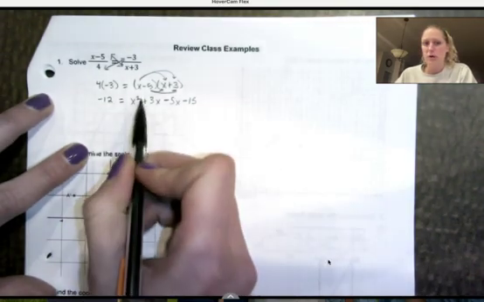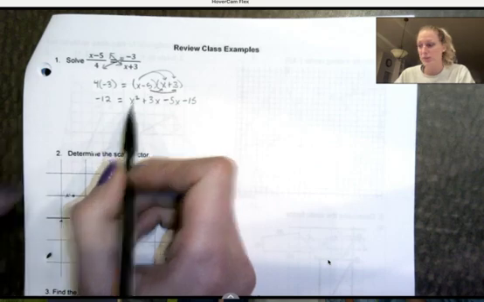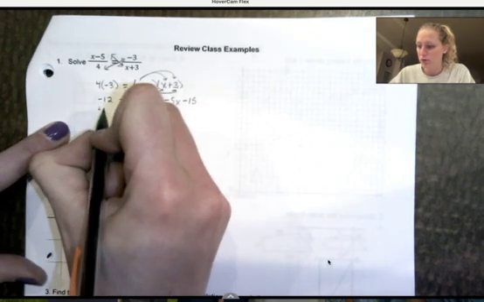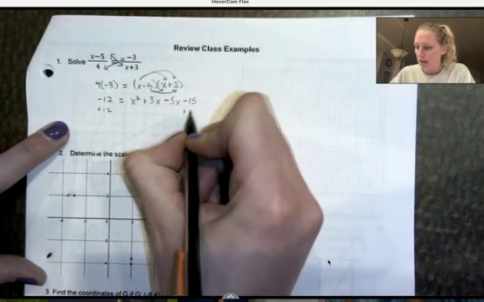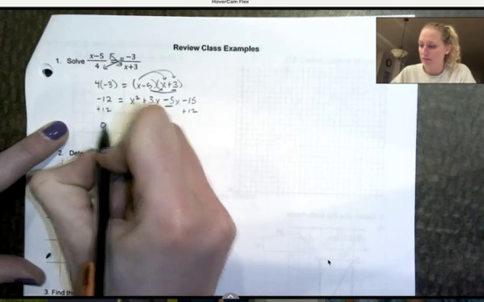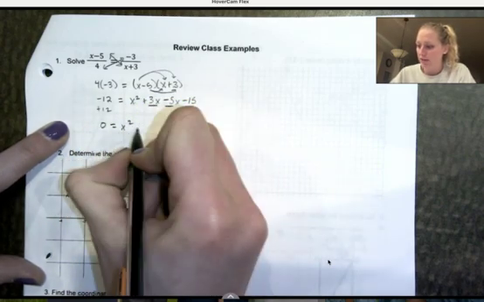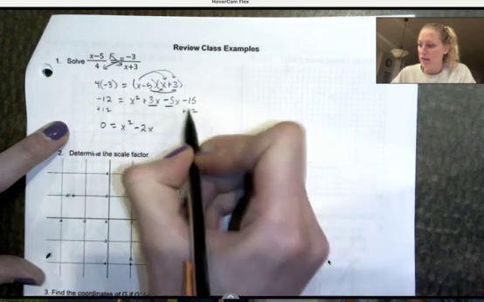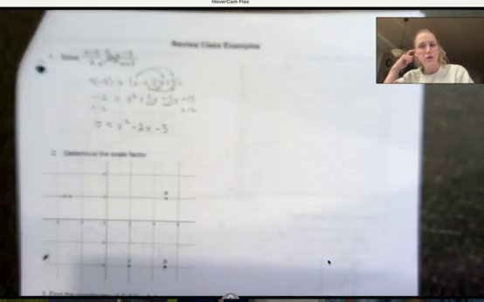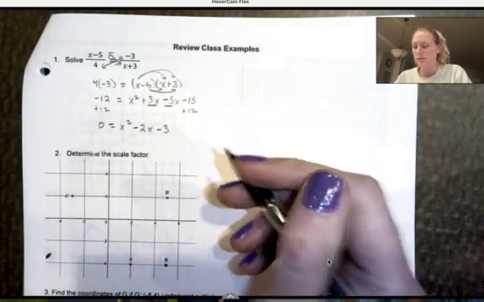Remember, when I have a quadratic, so something with x squared involved, I want to set it equal to 0. So I'm going to add this 12 to the other side and combine some like terms. So I'm going to add 12, and the 3 and negative 5 I can combine. So here's what I have left. 0 is equal to x squared. 3x minus 5x is negative 2x. And then negative 15 plus 12 is negative 3. So I'm going to check and see if this factors. That's typically faster than using the quadratic formula, so I'm going to do that.